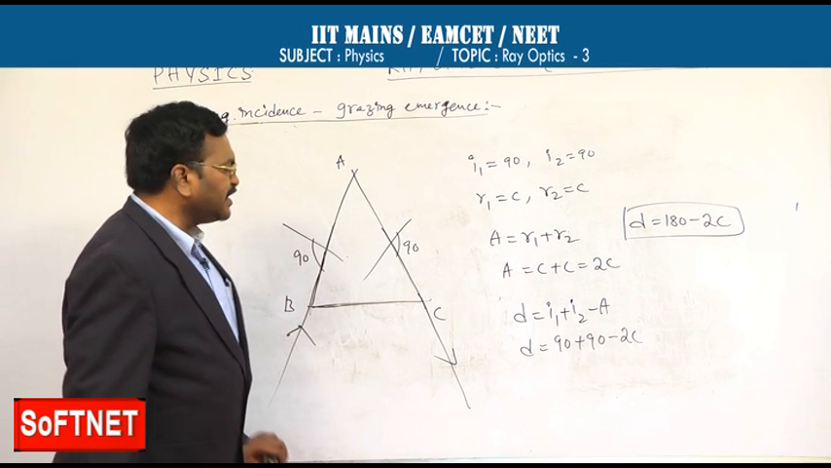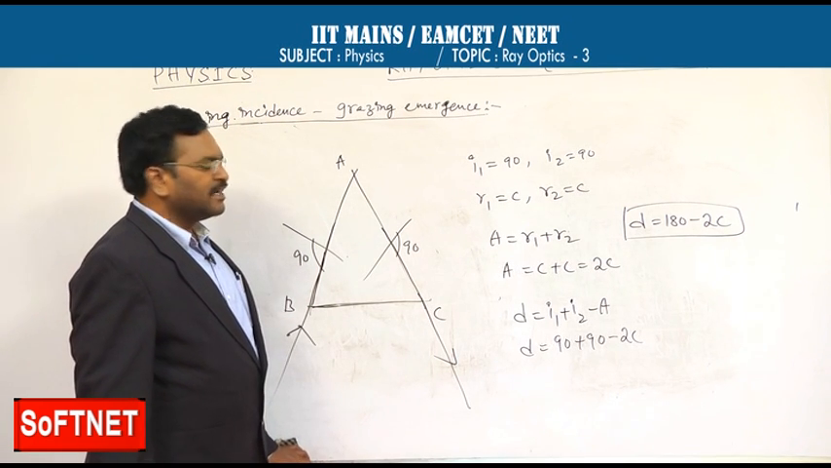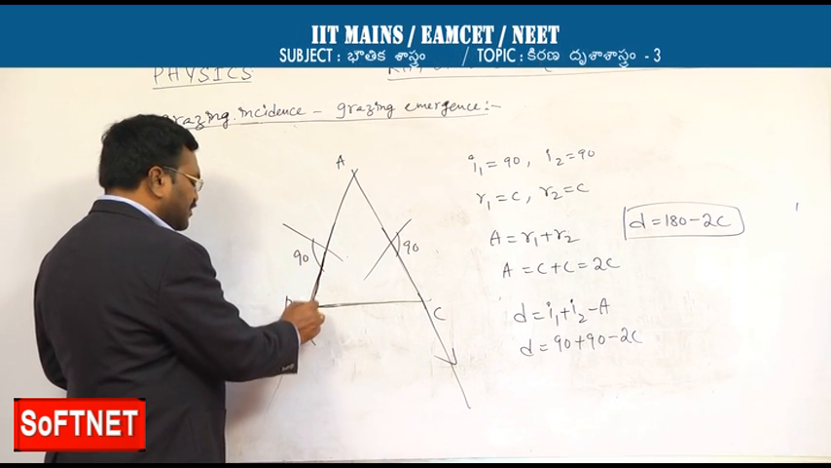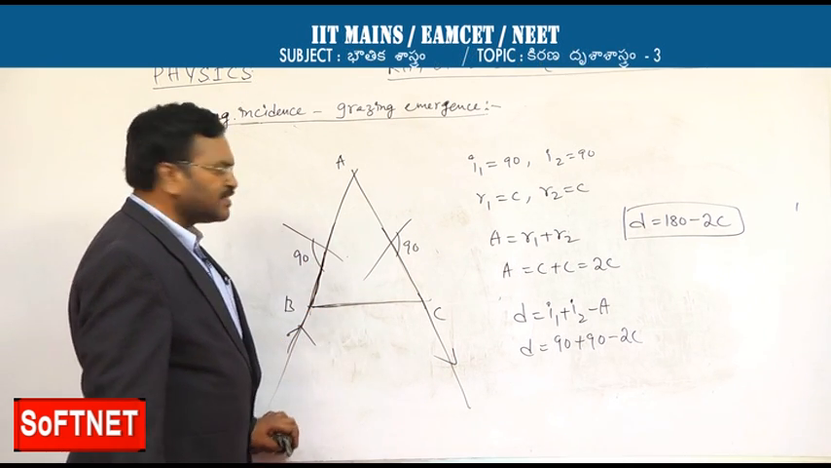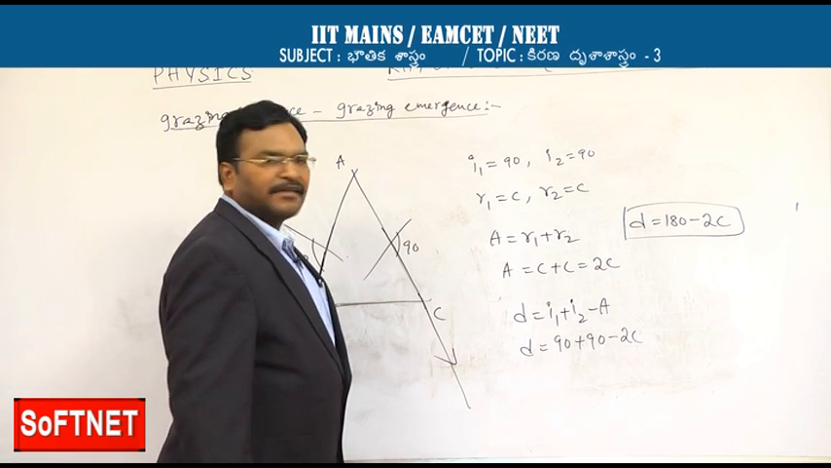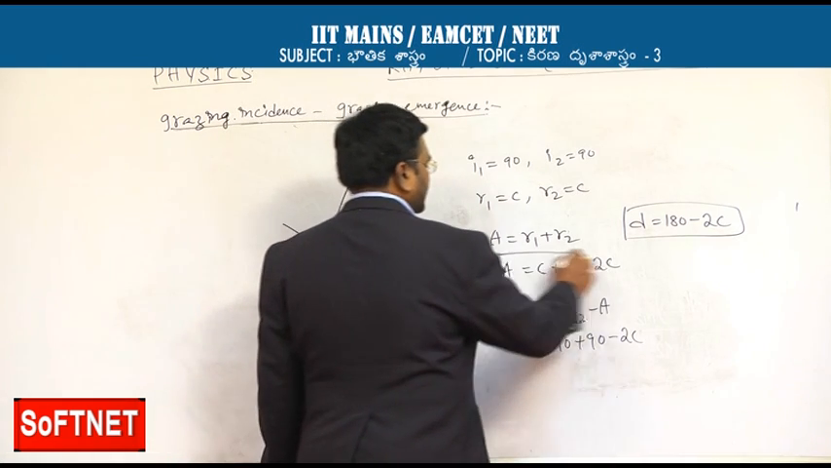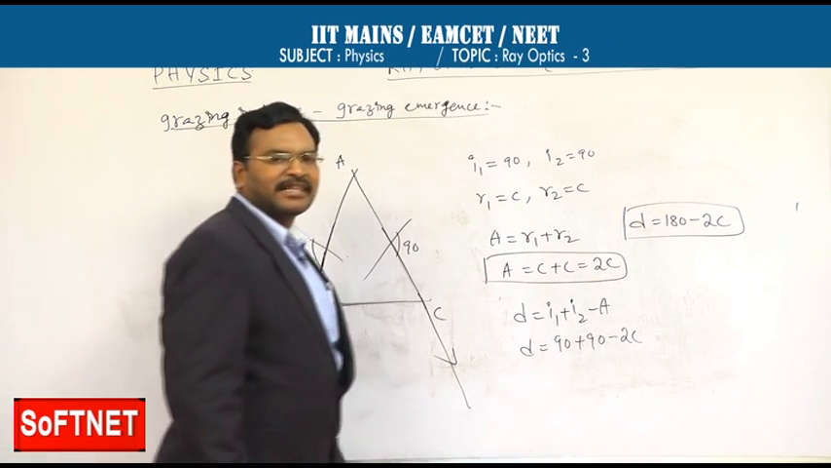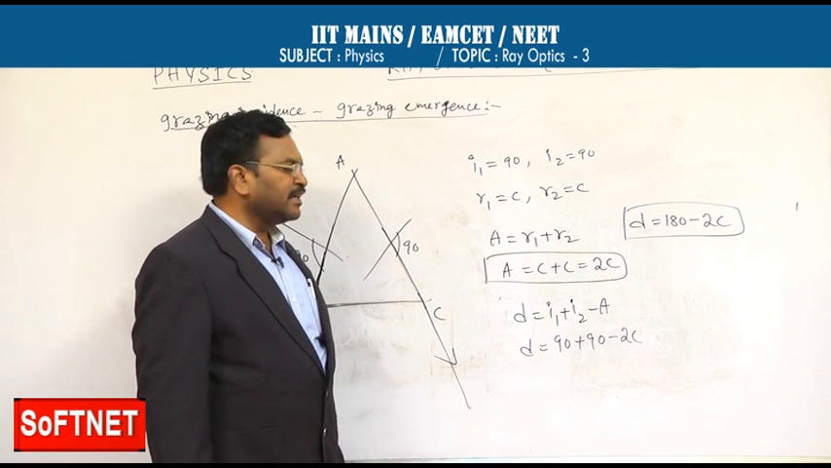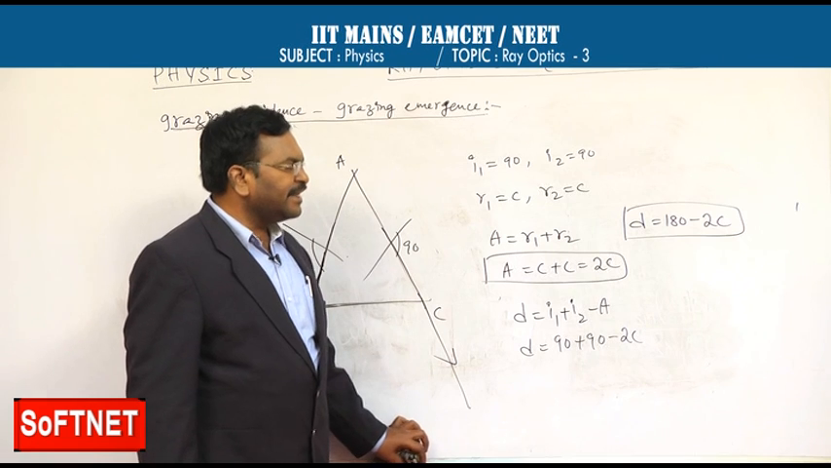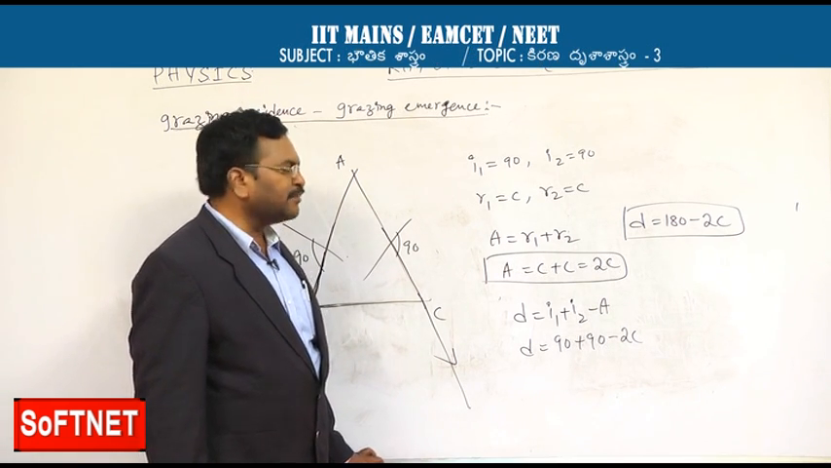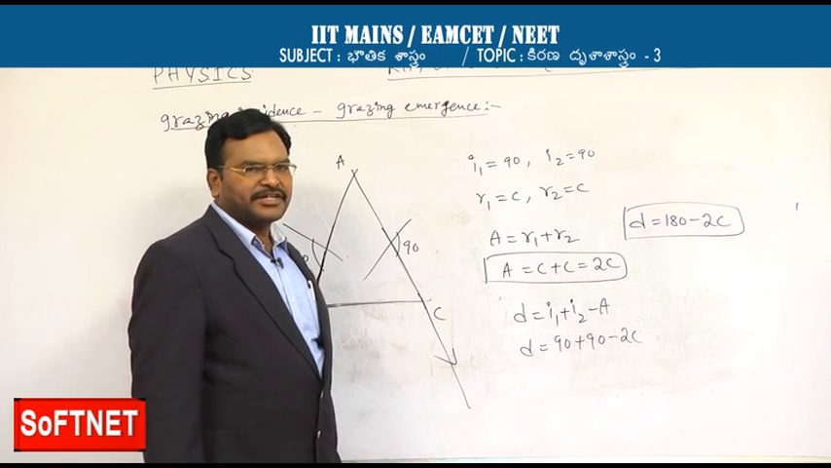Here the incident ray grazes the first refracting surface and the emergent ray grazes the second refracting surface. So the angle of the prism is 2 into C, and C is the critical angle. The deviation here is 180 minus 2C. That is the deviation.